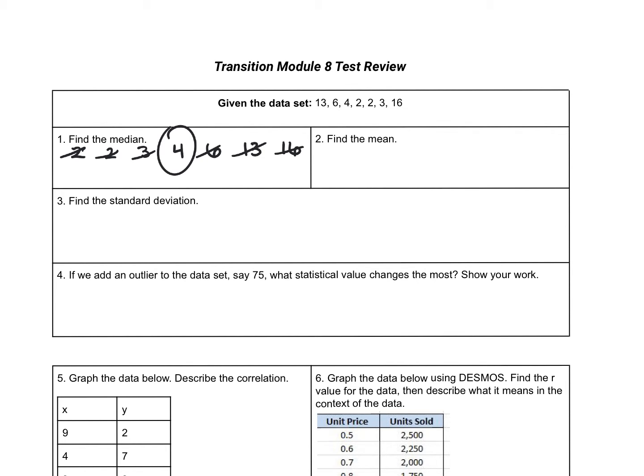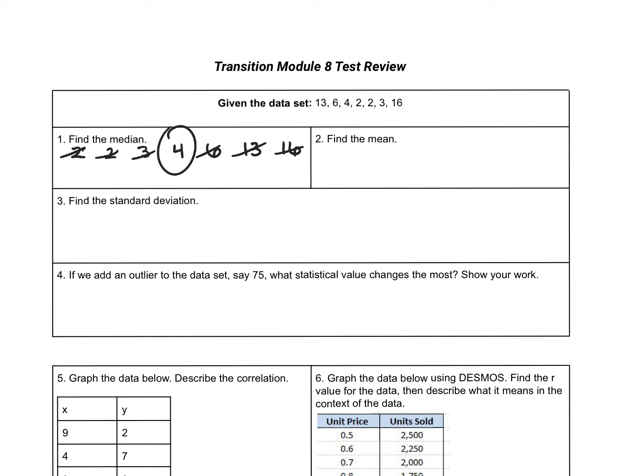So if you have an odd number in your data set, you will be left over with one number. If there were an even number of data points, we would have been left with 2 numbers, and then you just add those 2 numbers together and divide by 2 because you have to find the middle of those 2 numbers. The next thing we want to do is find the mean.